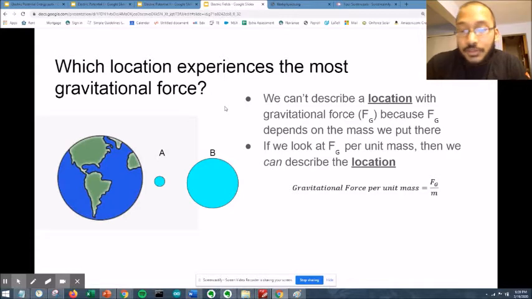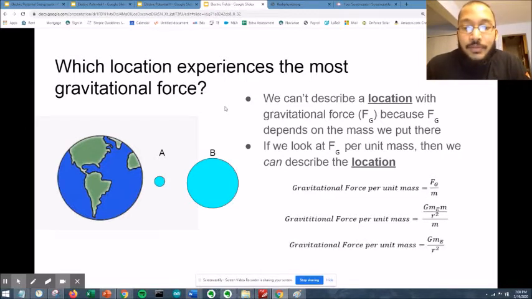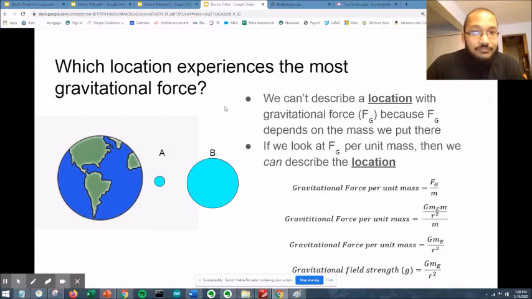And so equation-wise, that's what it looks like. G m1 m2 over r squared, where m1, I'm going to call it the mass of the Earth. And what do you get? G m_e over r squared. Does that look familiar? I hope it looks familiar. What is that? That is actually the gravitational field strength, little g. That's what little g describes, the gravitational field strength.